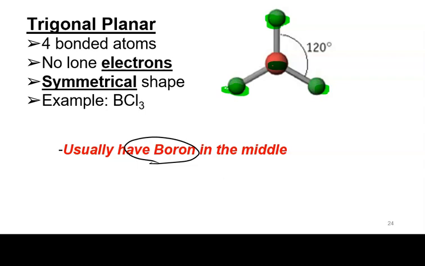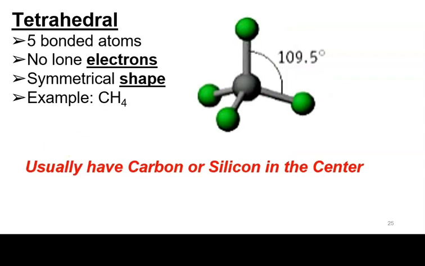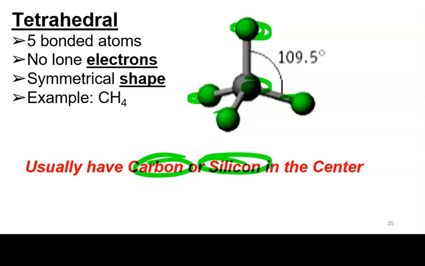The next shape you need to know in this level is a tetrahedral. These will have 5 bonded atoms and no lone electrons. So count your circles. 1, 2, 3, 4, 5. These usually have carbon or silicon in the center.